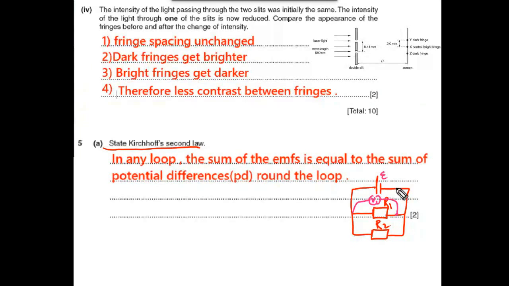So if we start from any point, for example, if I take this point, go this way and come back to the same point, it means I form one loop. In any loop, the sum of EMF has to be equal to the sum of potential differences. So in this simple loop, EMF will be equal to V1. This is what this law is telling. You have to remember this in exam. Simply write it as it is. That's all. So this is Kirchhoff's second law.